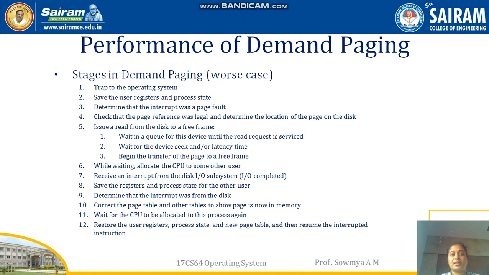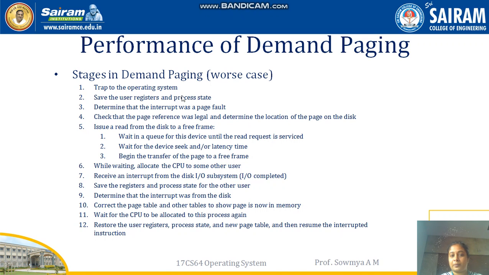Before going to that, stages of demand paging at worst condition. Worst condition in the sense, if there is no page found in the main memory, then a worst condition occurs. What if the page is not found in the main memory? Then we'll see how this demand paging works. So this was our page fault management. In the same way demand paging works.